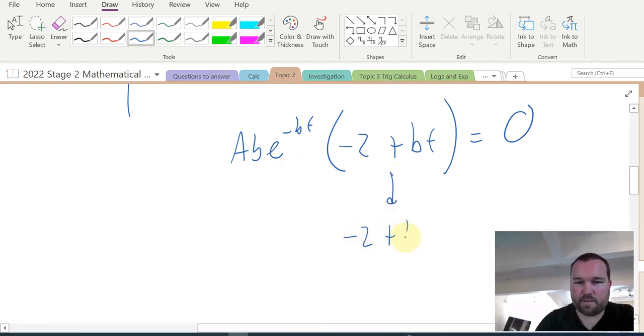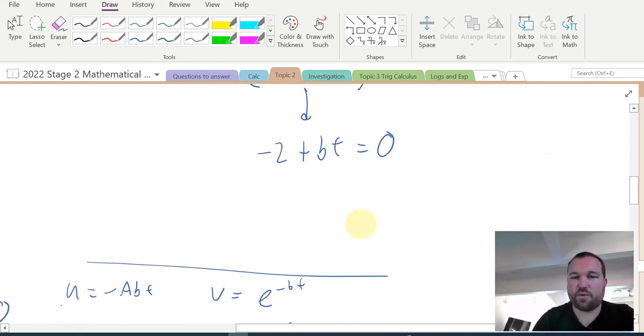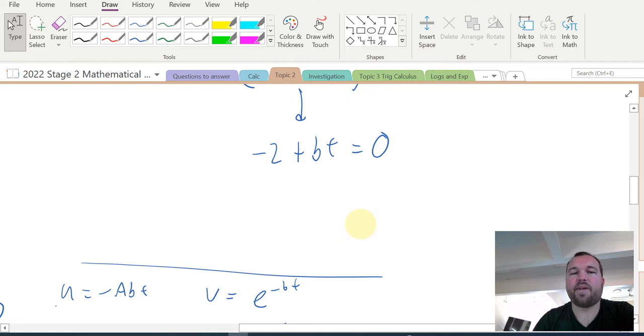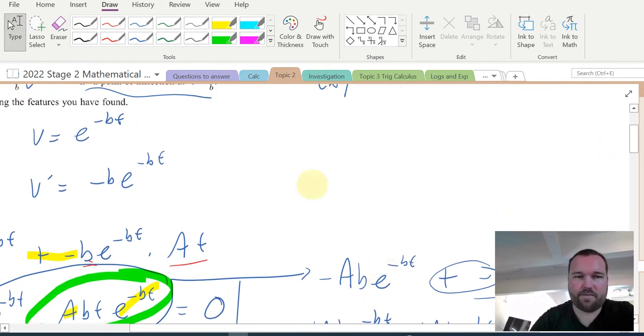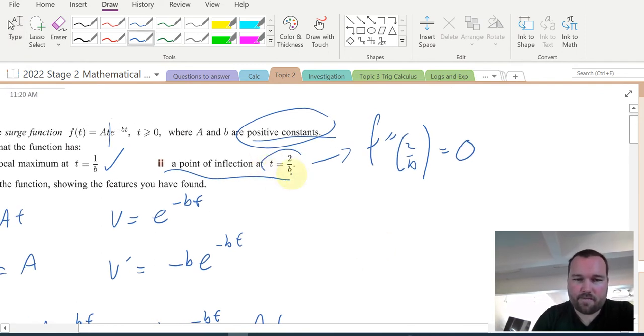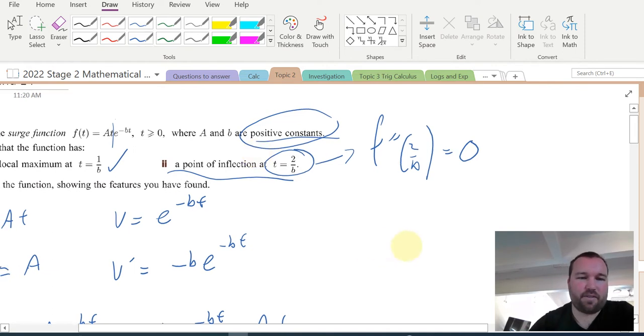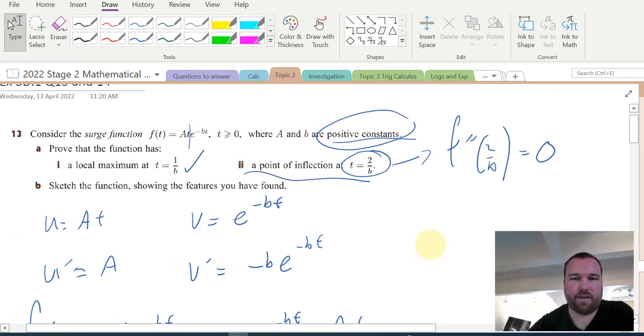Minus 2 plus bt equals 0. Once again, we solve for t. I would add 2 to both sides. bt equals 2. Divide by b. t equals 2 on b. Which, very satisfyingly, is the point of inflection, 2 on b. Pretty neat. Alright, sketch the functions showing the features you found.